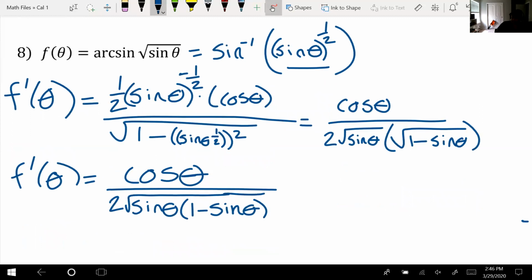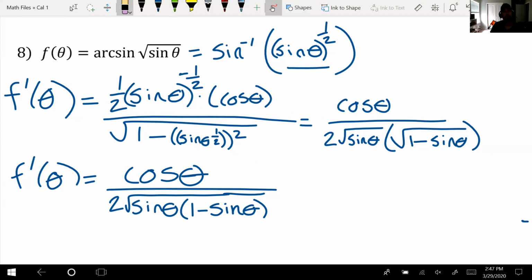And nothing else you can do there. If you distribute the sine, you get sine theta minus sine squared theta, which could be 1 minus cosine squared theta. It's just a thought. Okay, here goes my thought. And yeah, nothing. So nothing.